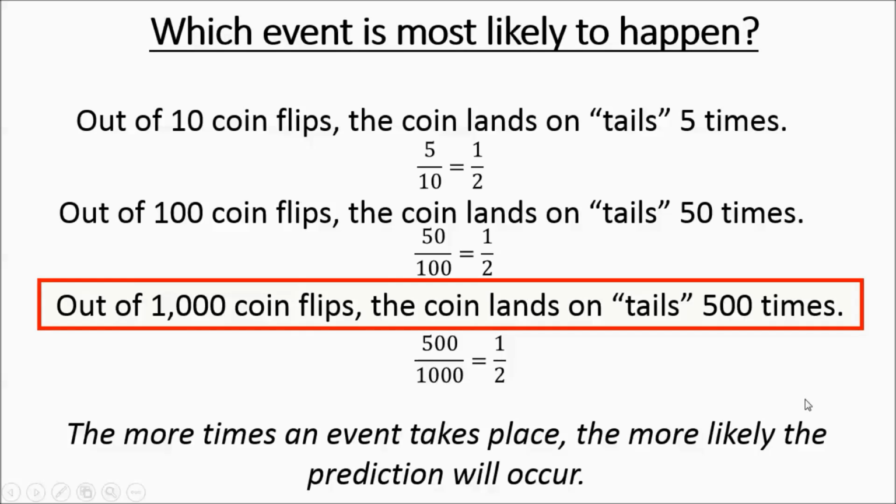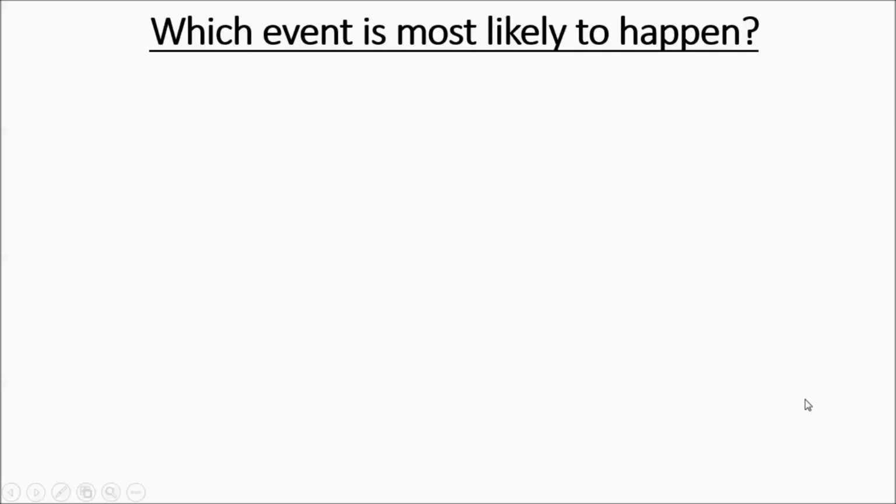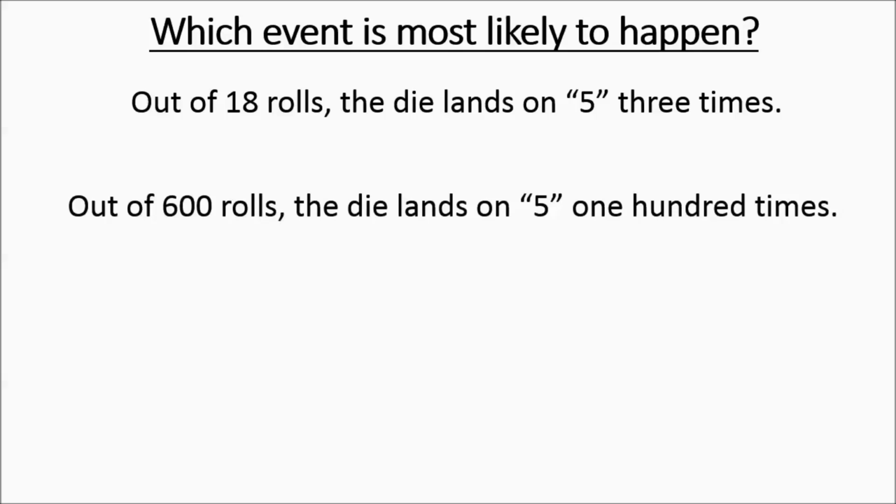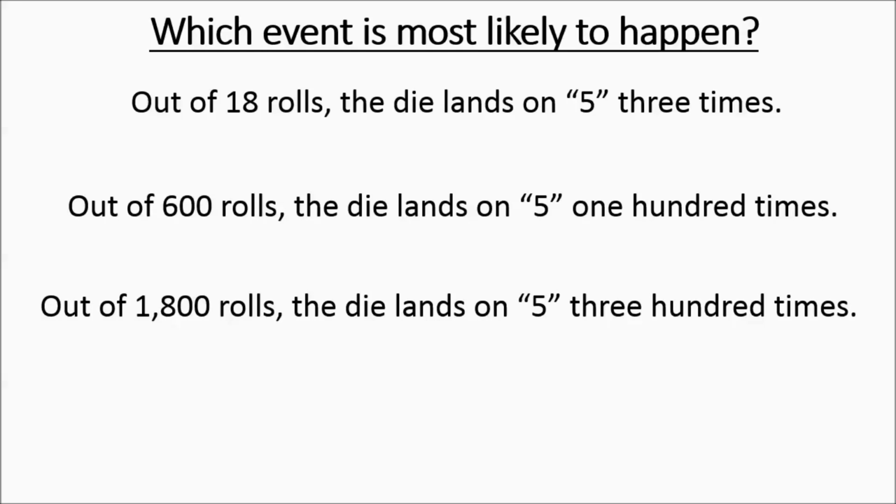Let's try this again. Out of 18 rolls, a die lands on 5 3 times. A die is another word for number cube. So out of 18, you'd roll a 5 3 times. Out of 600 rolls, the die gets a 5 100 times. Out of 1,800 rolls, the die lands on a 5 300 times.